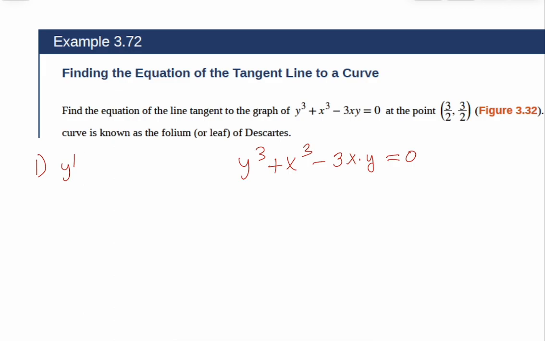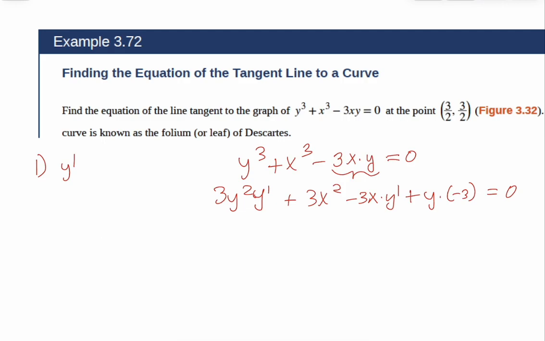So every time we take a derivative of something with a y, we are going to include a y prime. So this is 3y squared y prime plus 3x squared. Now we're going to use the product rule on that piece. So when we do the product rule, remember, just include the negative 3x as one piece and the y as another piece. So it's the first times the derivative of the second. Well, I don't know what a derivative of a y is, so I just call it y prime. Plus the second times the derivative of the first, and then the derivative of 0 is 0.